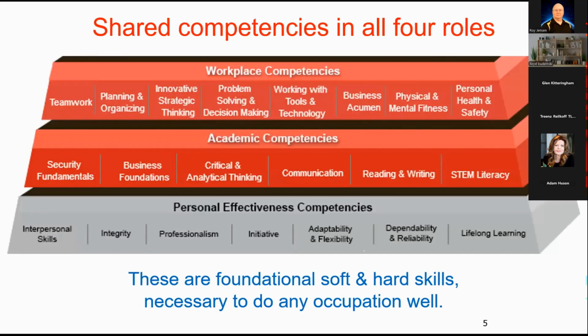So one of the things you'll see is the shared competencies in all 4 roles is tiers 1, 2, and 3. And so, as I said previously, tier 1 is the personal effectiveness competencies, tier 2 is the academic competencies, and tier 3 are the workplace competencies. And so I consider them foundational. And again, these are a combination of hard and soft skills that people need to be good at in order to do tier 4 tasks.